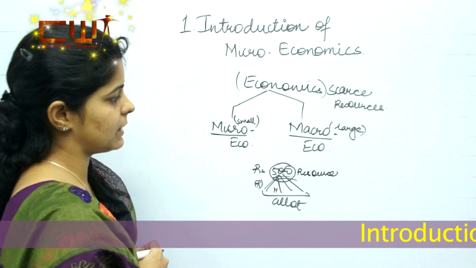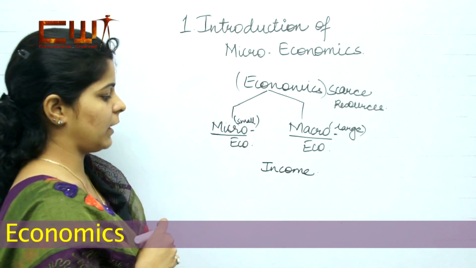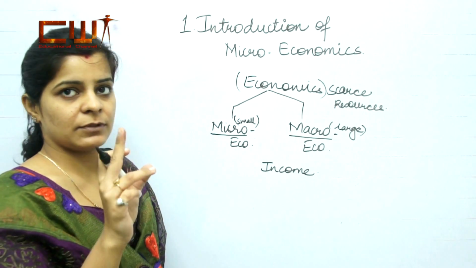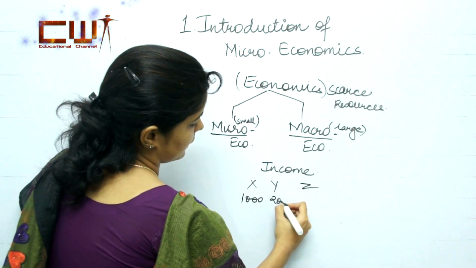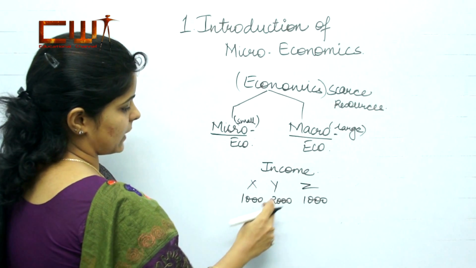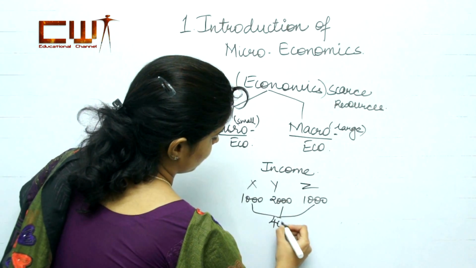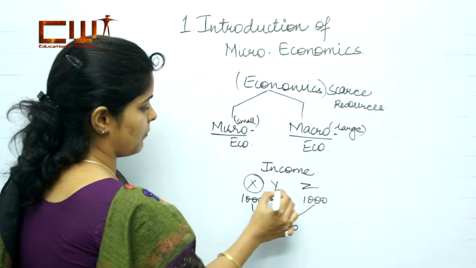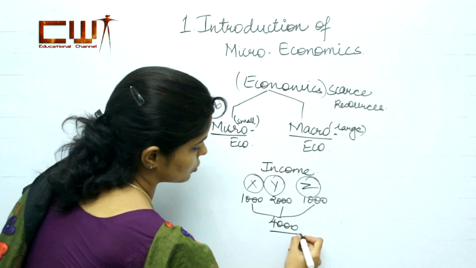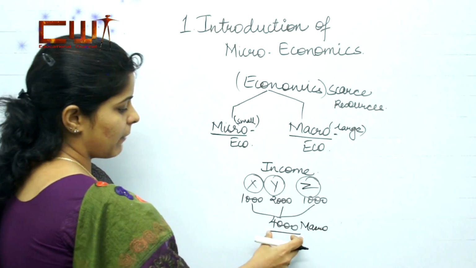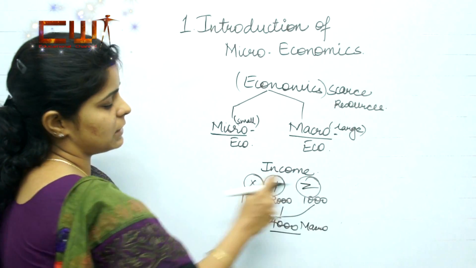How will you see studying the small and the large portions? Suppose you have income, whatever income you are generating. If there are 3 people X, Y, Z, right? X is earning 1000, Y is earning 2000, Z is earning 1000. Total of the 3 will be how much? 4000. So studying X's income, Y's income and Z's income is known as microeconomics. This whole 4000 is what? Macro, right? Macro means whole or large. 4000 is the total contribution of 3 people towards the economy of the country.